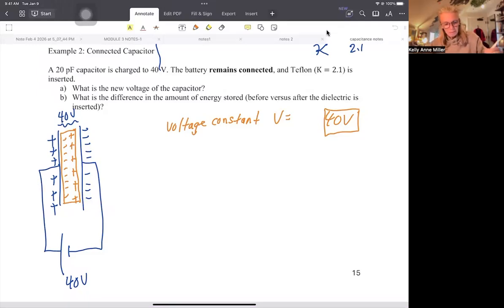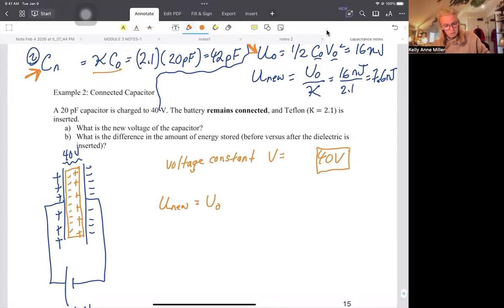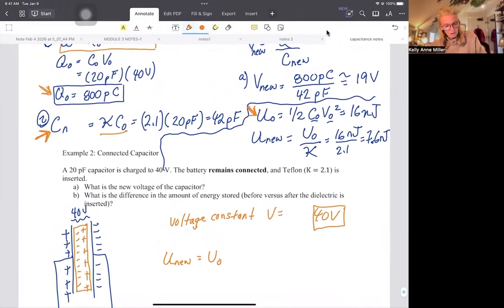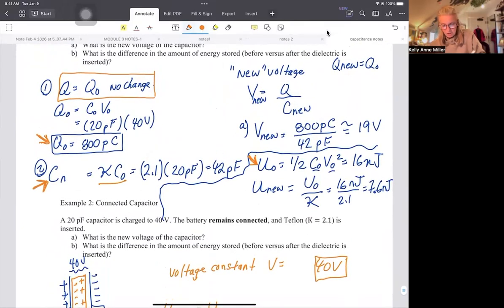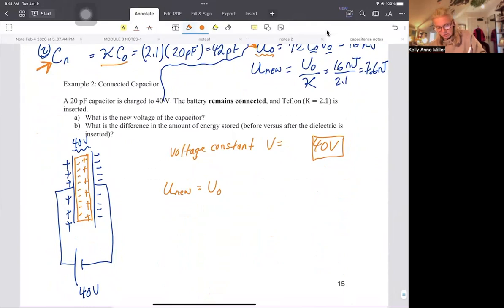For part B, we're just asked about the difference in the amount of energy stored before the dielectric is inserted versus after. So we can say that the new potential energy is just equal to the old potential energy, which we calculated up here. Remember, or no, sorry, that's the charge. Where is it? Here, right? We said the old potential energy is 16 nanojoules. So 16 nanojoules times kappa will give you the new one. 16 nanojoules times 2.1 is around 32 nanojoules.